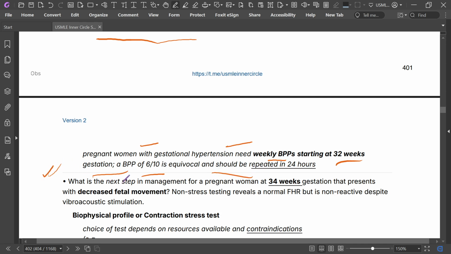What is the next step in the management for a pregnant woman at 34 weeks of gestation that presents with decreased fetal movement? Non-stress testing reveals a normal fetal heart rate and is non-reactive despite vibroacoustic stimulation.